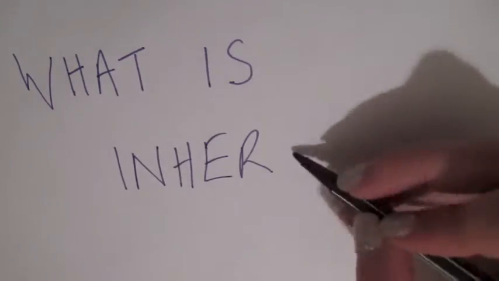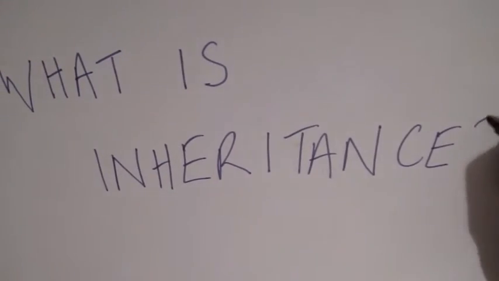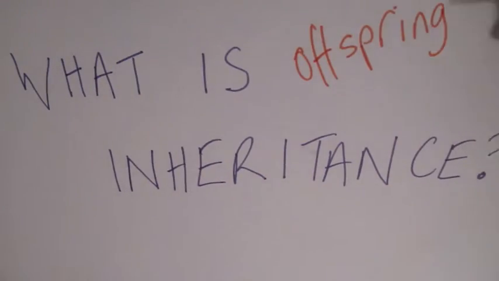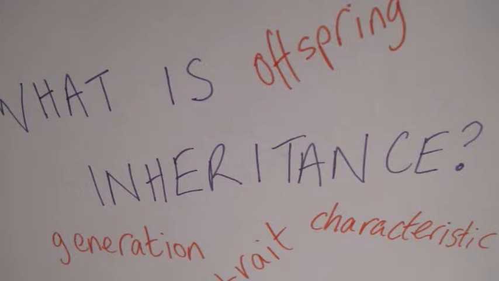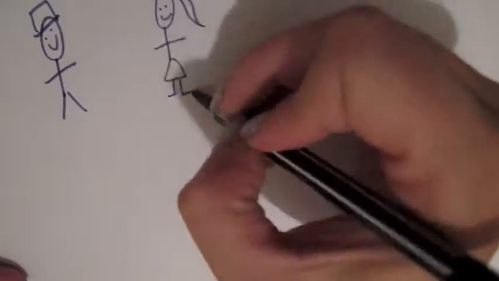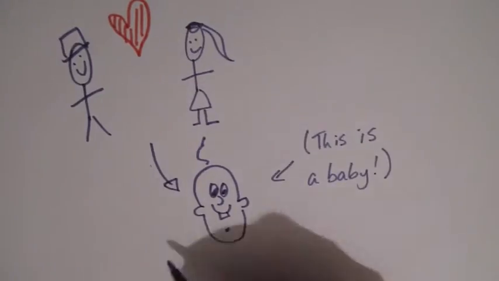What is inheritance? We use the words offspring, trait, generation, and characteristic. These pictures show some of these words.